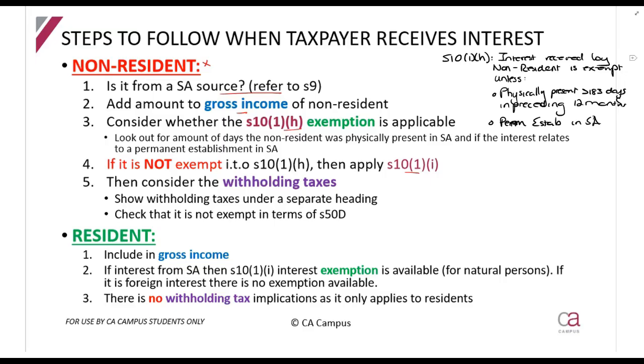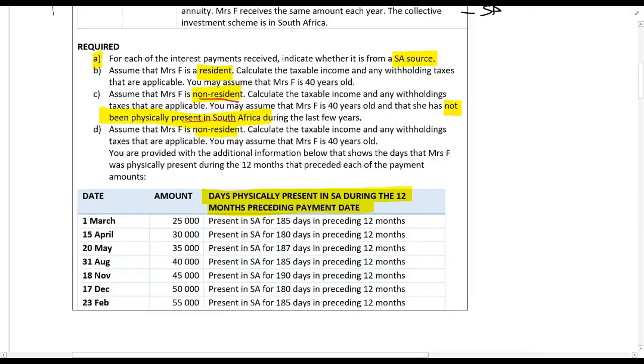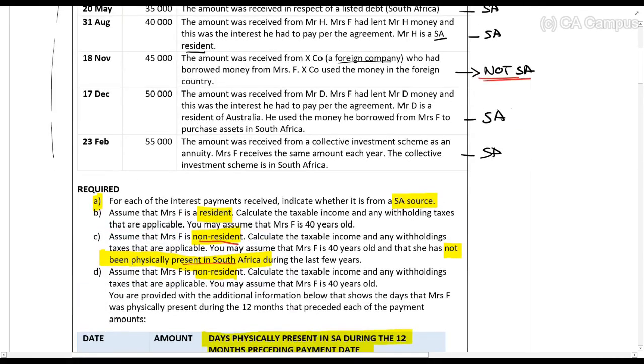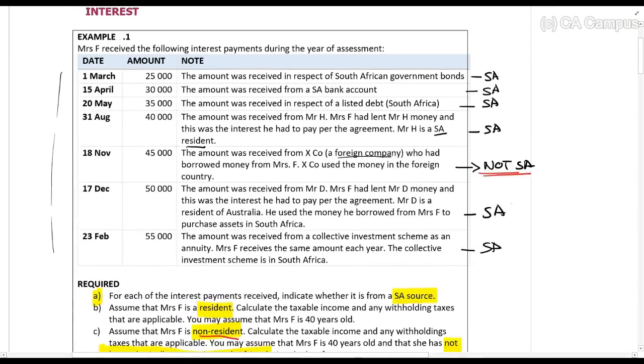Okay, so now to remind you, this person is now a non-resident. So this is what we do. Everything, and she was not in South Africa. So what I recommend that we do, guys, is we will do it as follows. I'm going to do each transaction at a time.